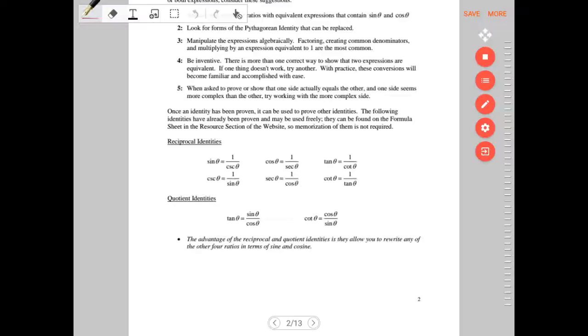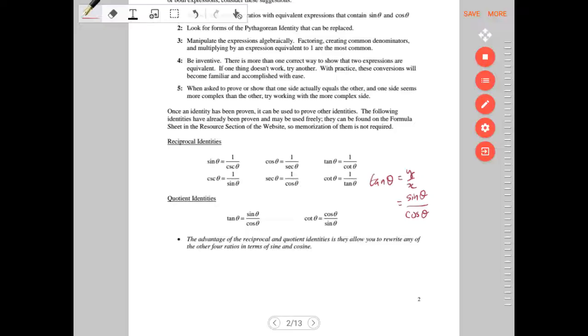Quotient identities. So quotient, of course, means division. So instead, tan can also be written as sine theta over cos theta. Now remember back in the unit circle, we had tan theta equals y over x. Well, remember that the y value is similar to sine on the unit circle, and the x value is the same as cosine on the unit circle. Okay, so that's where that comes from.